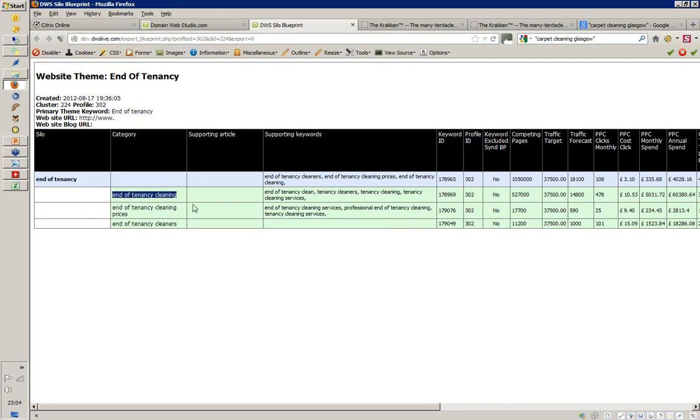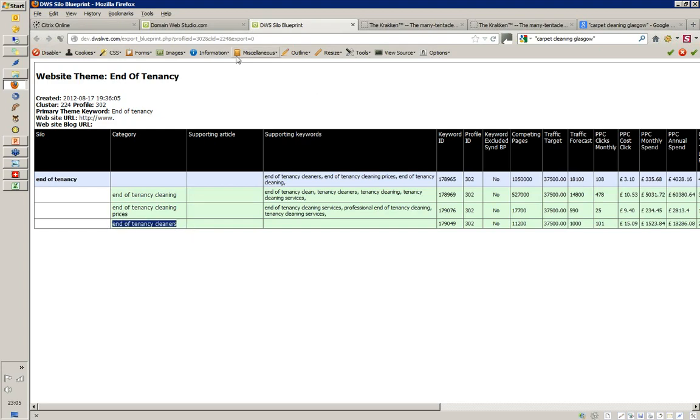When we drop into end of tenancy cleaning, we can have end of tenancy clean, end of tenancy cleaners, tenancy cleaning services. Under end of tenancy cleaning prices, we're going to have end of tenancy cleaning services, professional end of tenancy cleaning, and tenancy cleaning services. And when we write our articles, these are going to be words we're going to be using. Okay, so I'm just picking one or two words.